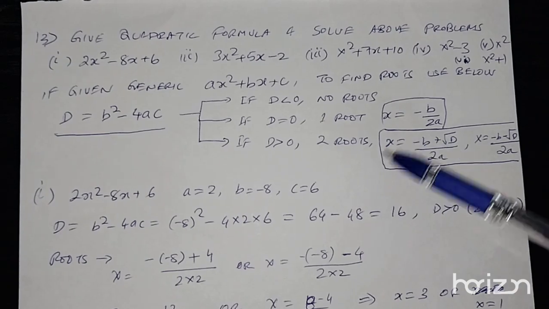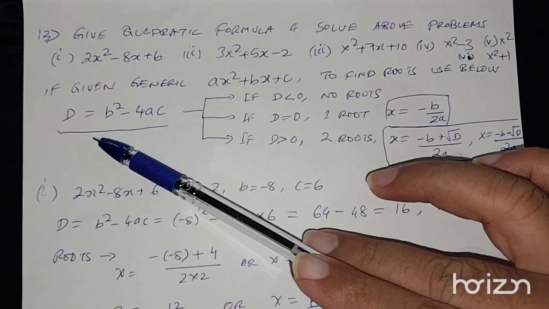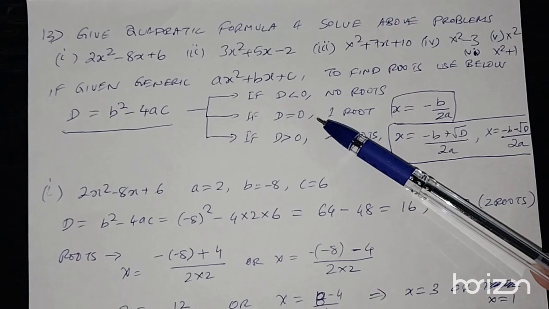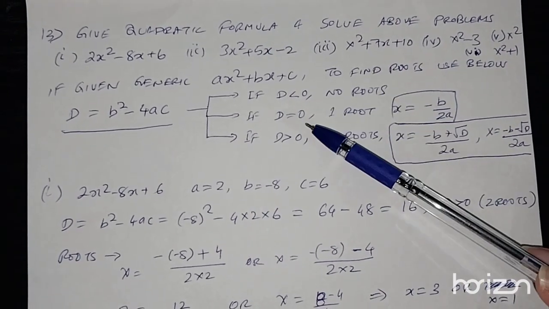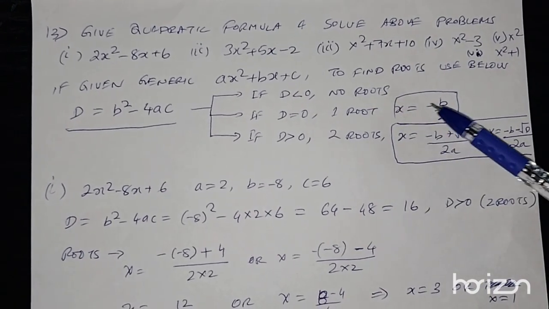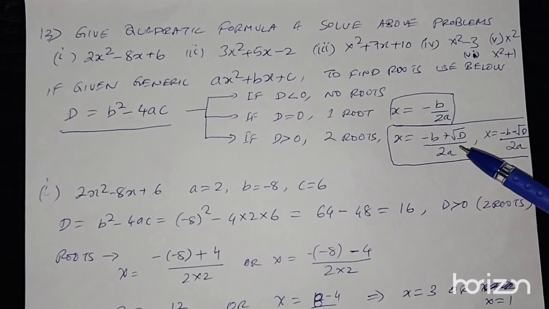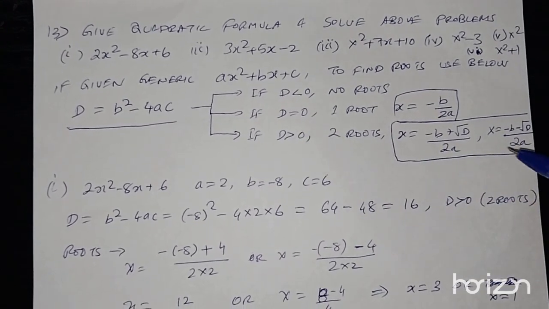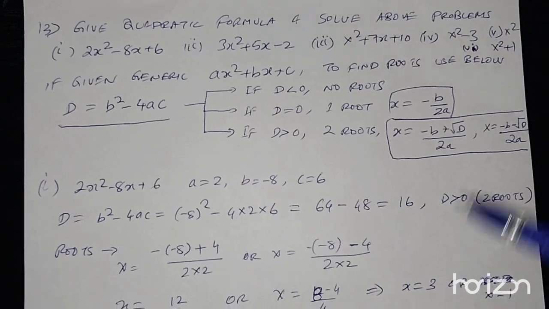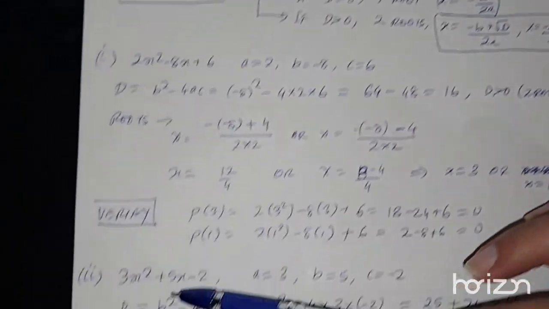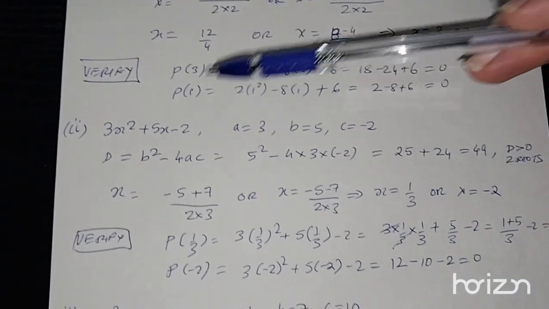We have used this formula to find the roots of the equation. First you must find the D, b squared minus 4ac, and then depending on whether D is less than 0, it will have no roots. D is equal to 0, it will have one root, which is minus b by 2a. And if it has two roots, that will be minus b plus root D divided by 2a and minus b minus root D divided by 2a. So please remember this formula.